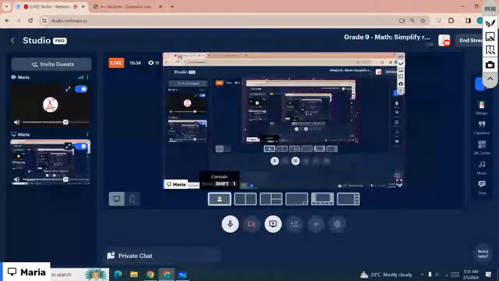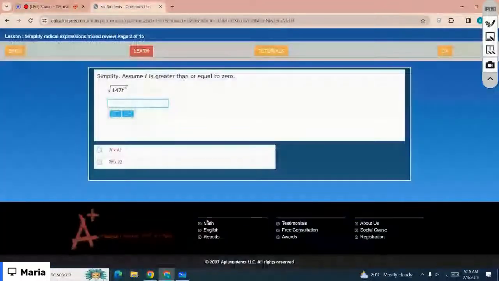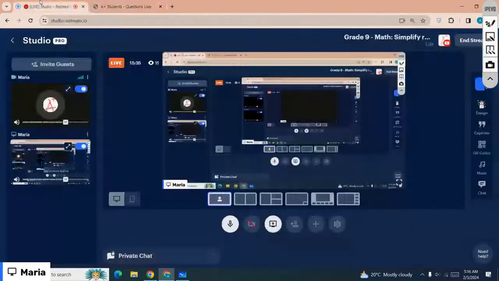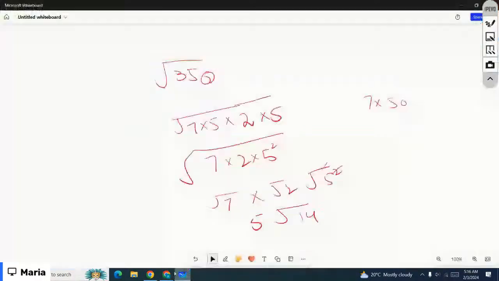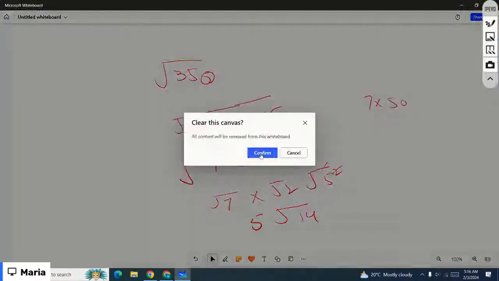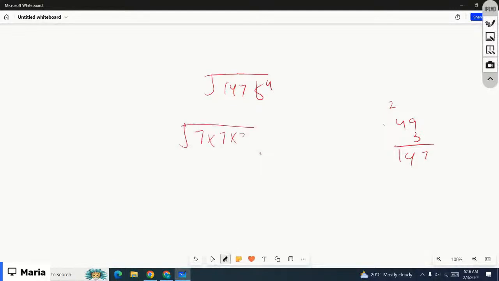Okay. The next one is simplify square root of 147 f^4. Assume f is greater than or equal to 0, right? So let's just factor out 147 f^4. You need to make the prime factors of 147, right? Yes, the prime factors for 147 is 7 times 7 times 3, right?